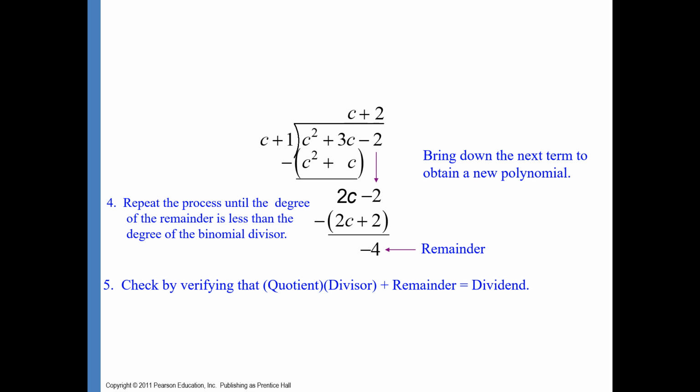So what's my answer then? How would I write my answer? There you go. C plus 2 plus negative 4 over C plus 1. There it is. Good.